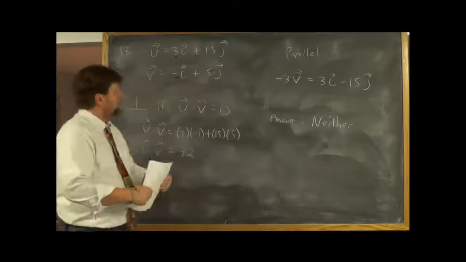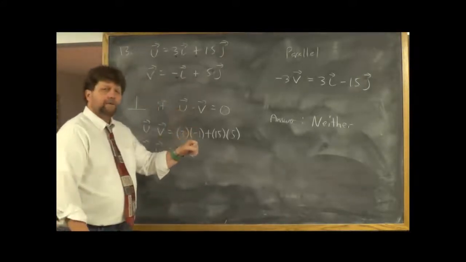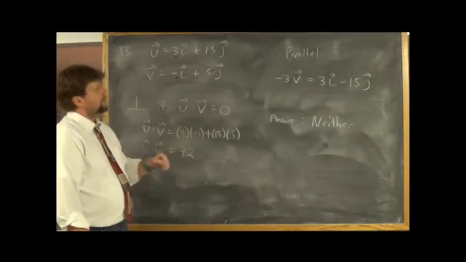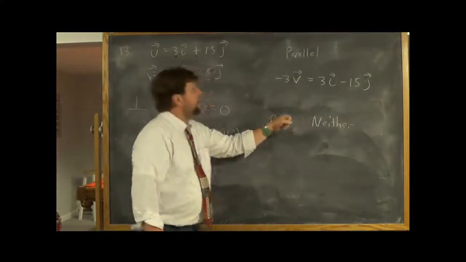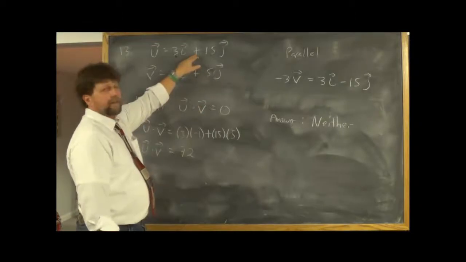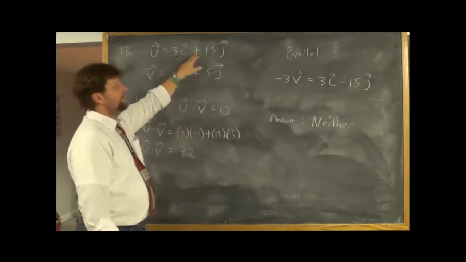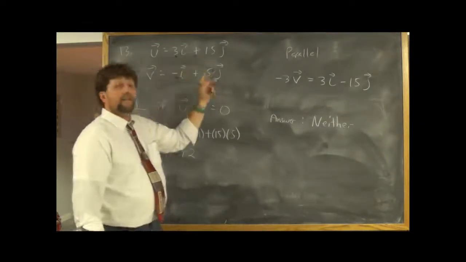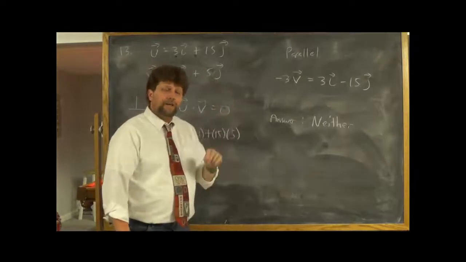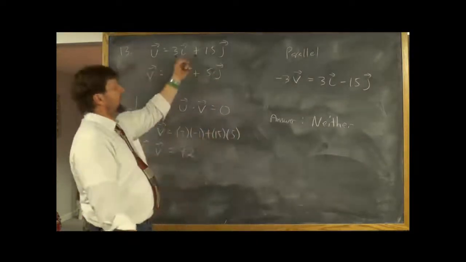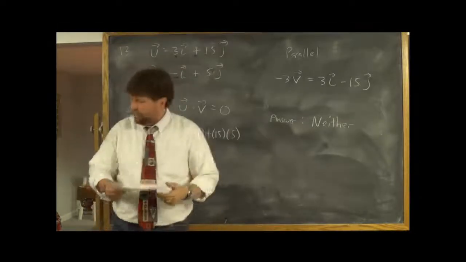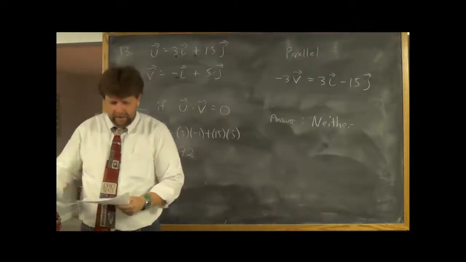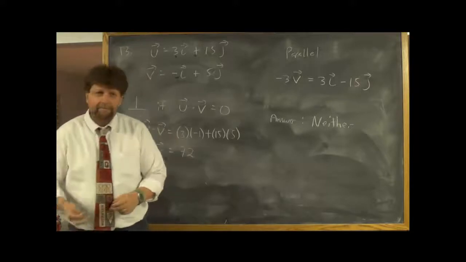So to recap, if your dot product is 0, you have orthogonal vectors. If they're scalar multiples of each other, they're parallel. If vector u had a minus there, then the two vectors would have been parallel. But it's not, so the answer here was neither. And that's it for number 13. That's it for the practice final exam.